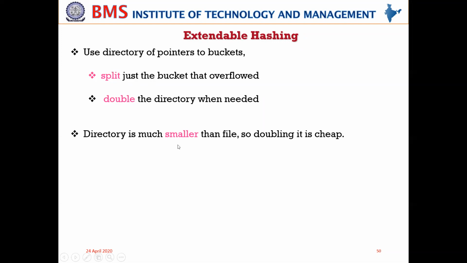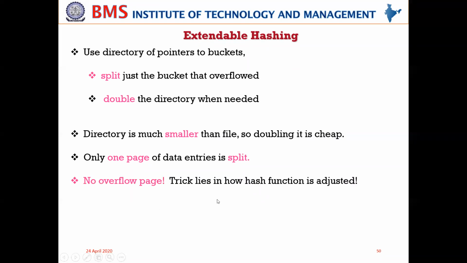Why are we moving to this directory concept? The size of the directory will usually be very much less compared to the size of the file. So whenever you are performing various file operations, it will be cheap with respect to the directory. And since we are dealing with one page at a time, whenever you want to split a given bucket into two buckets, the splitting becomes easier because the data entries will be available in the same page. That is another advantage of moving to extendable hashing.